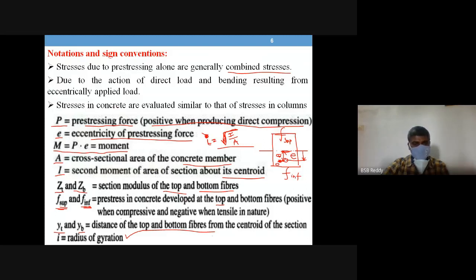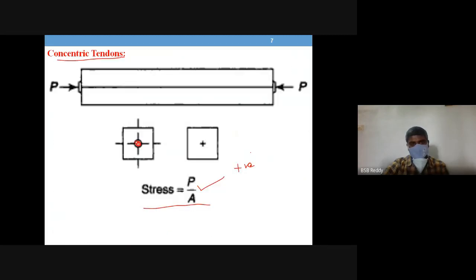So this is about the assumptions made, the notations that we are going to use, the sign conventions, and concentric tendons: how you analyze them and how you get the stress in the concrete because of a concentric tendon. It's like an axially loaded member. The stress is direct stress, and this is direct compression.